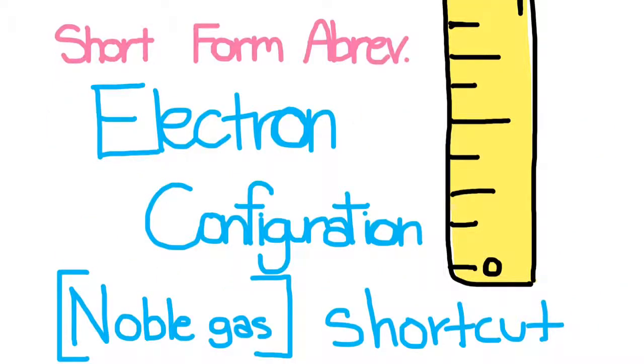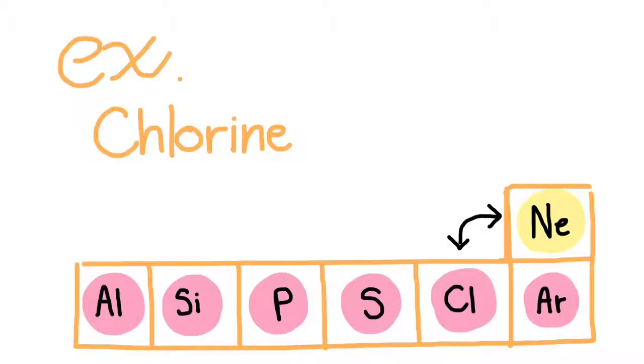Next, we will discuss short form abbreviated electron configuration, in other words, the noble gas shortcut. In order to shorten the electron configuration, we can use the nearest noble gas with a lower sublevel to said element as a substitute for the previous sublevels. You would then add on the following sublevels in order to reach the appropriate number of electrons. This example uses chlorine, which has 17 electrons. The noble gas closest with a lower orbital sublevel to chlorine is neon.